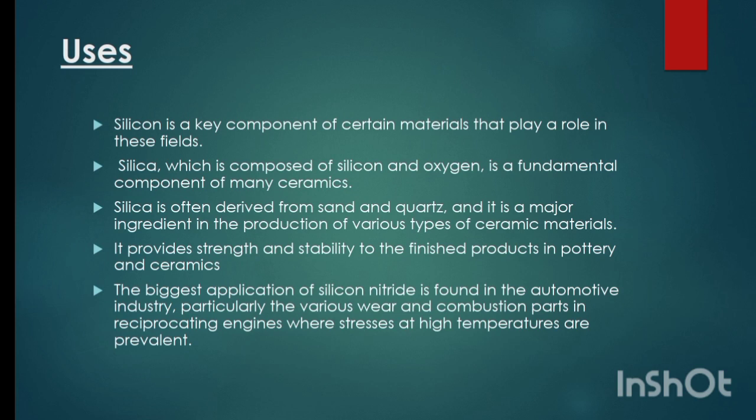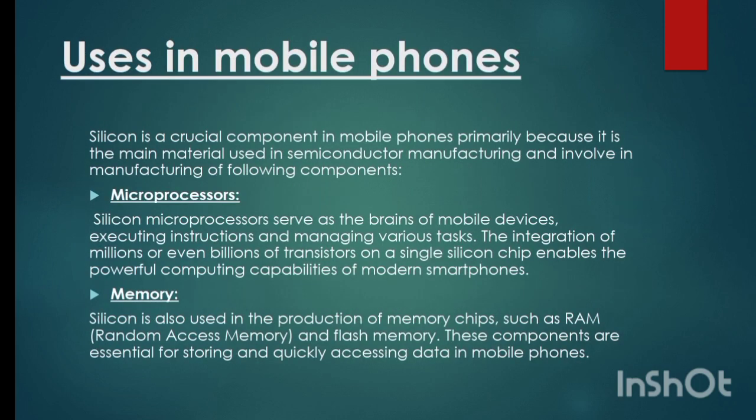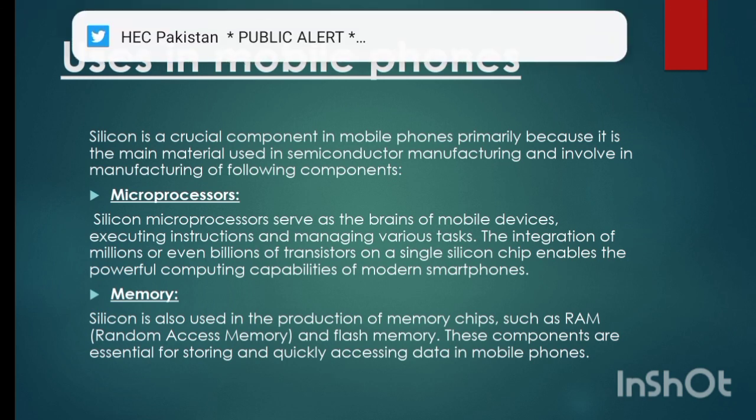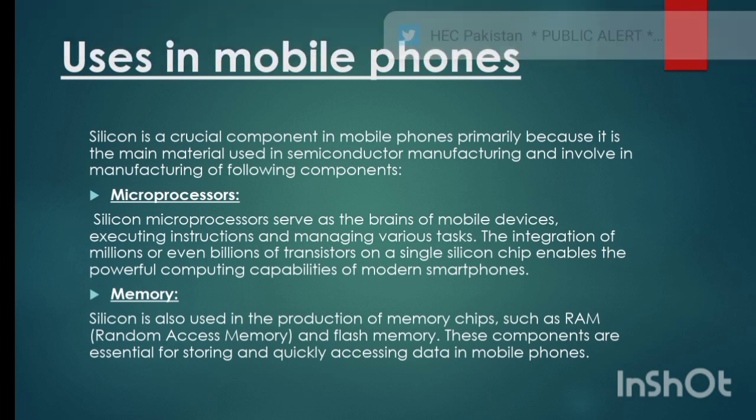The biggest application of silicon nitride is found in the automobile industry, particularly the various wear and tear combustion parts in reciprocating engines where stresses at high temperature are prevalent. Uses in mobile phones. Silicon is a crucial component in mobile phones primarily because it is the main material used in semiconductor manufacturing and involved in manufacturing the following components.